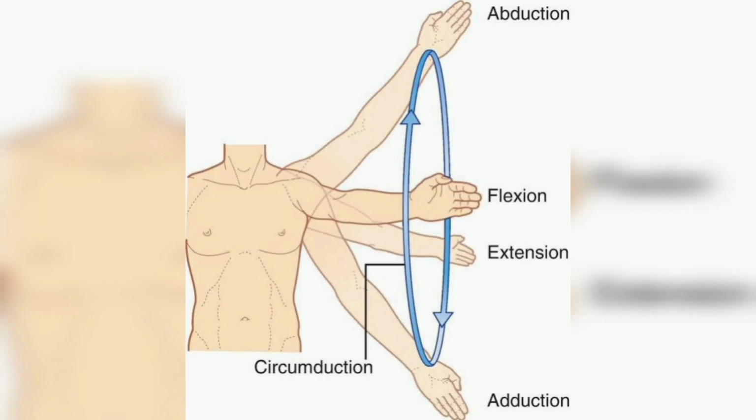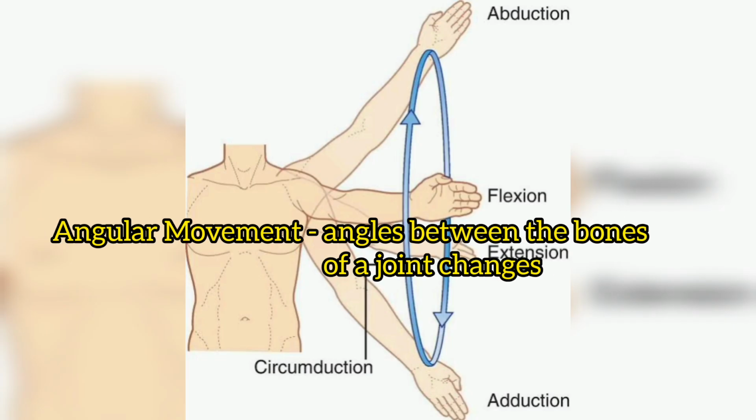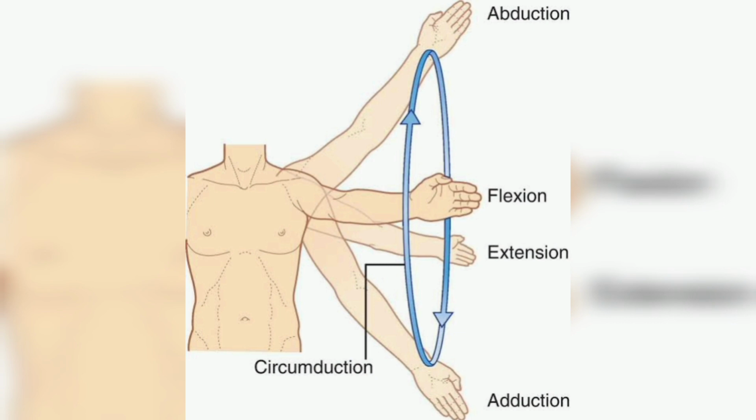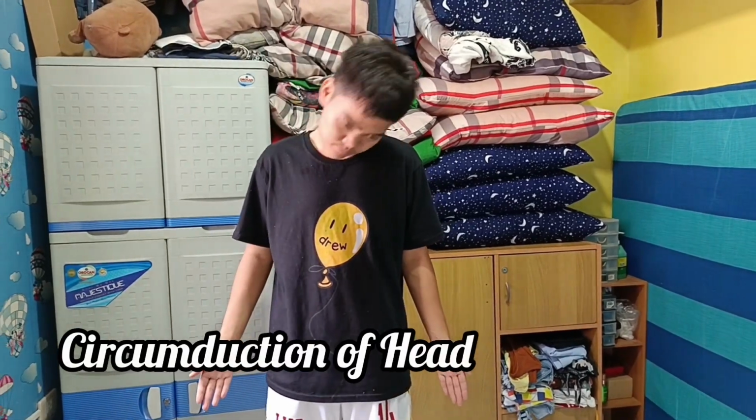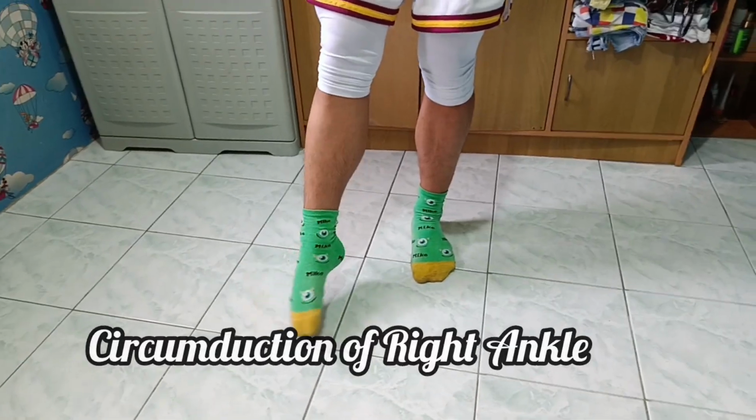The next movement is circumduction. It is a special movement and an angular movement that blends the motion of flexion, abduction, extension, and adduction to create a circular or conical motion. To remember the movements, just remember the acronym FABEA.